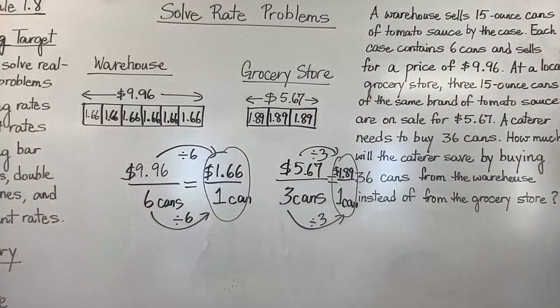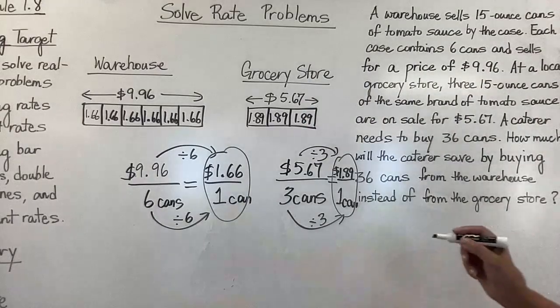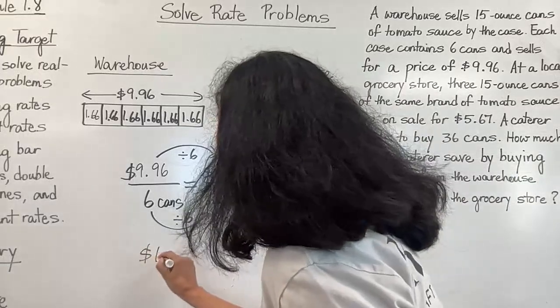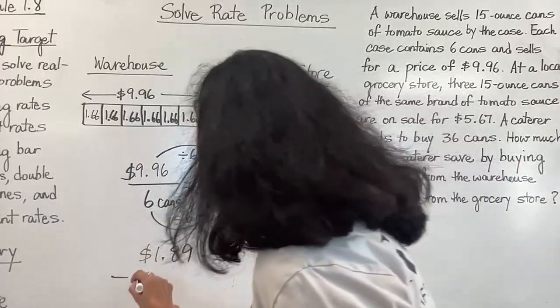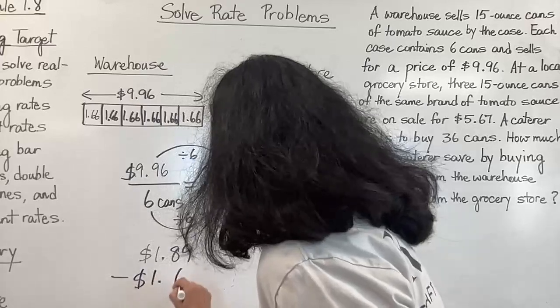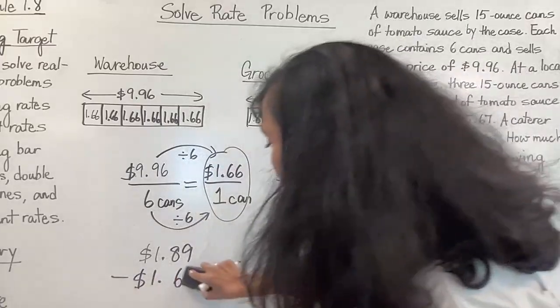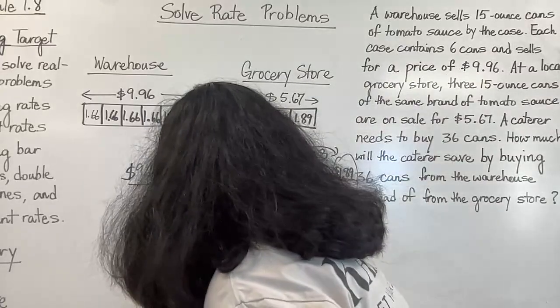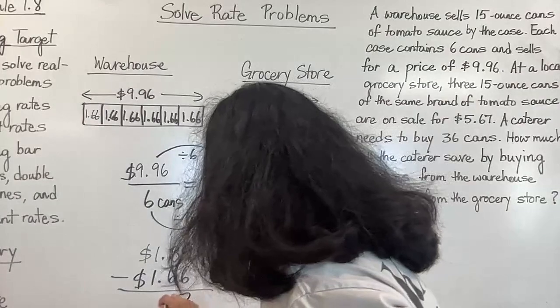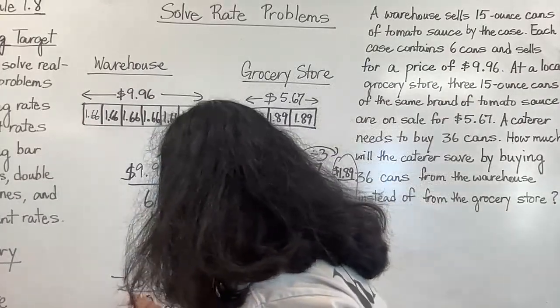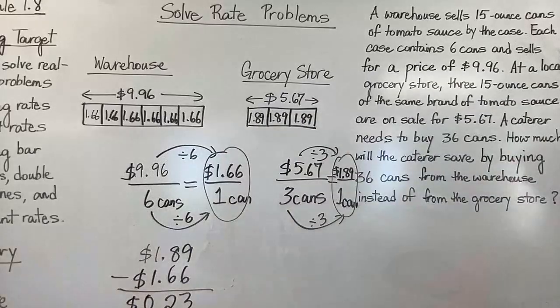And so the caterer will save how much? The caterer will save $1.89 minus $1.66. Okay, and that gives me 23 cents per can by buying from the warehouse instead of the grocery store.